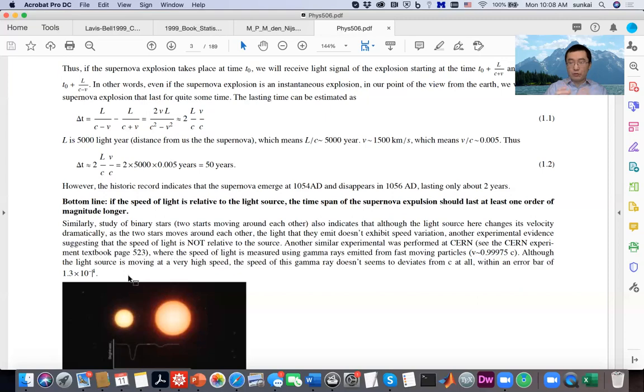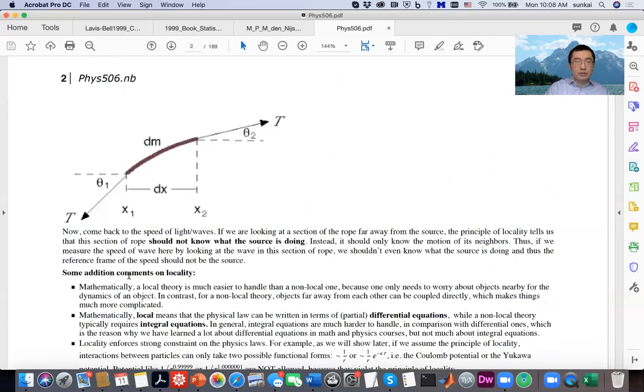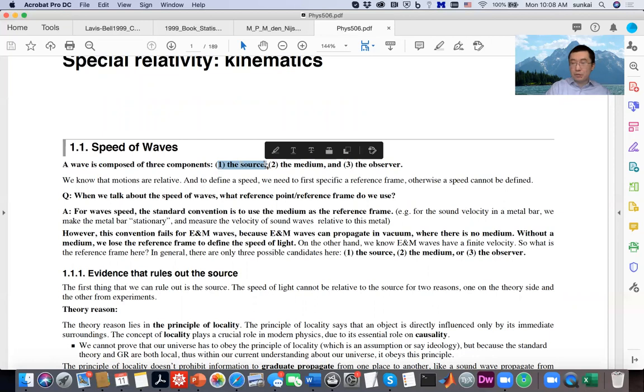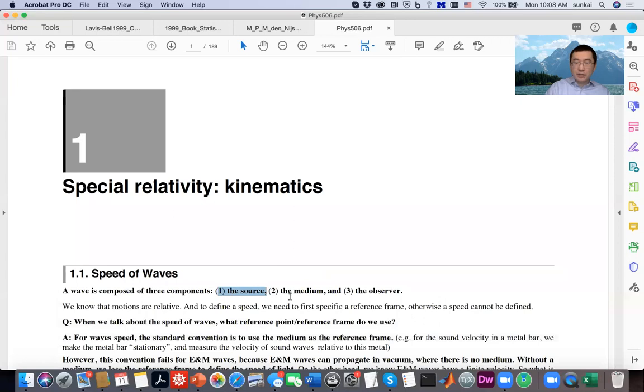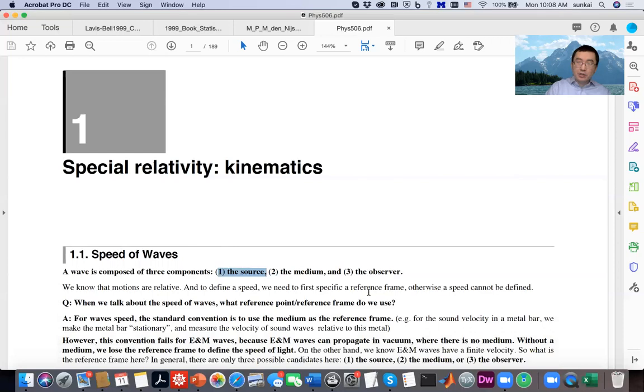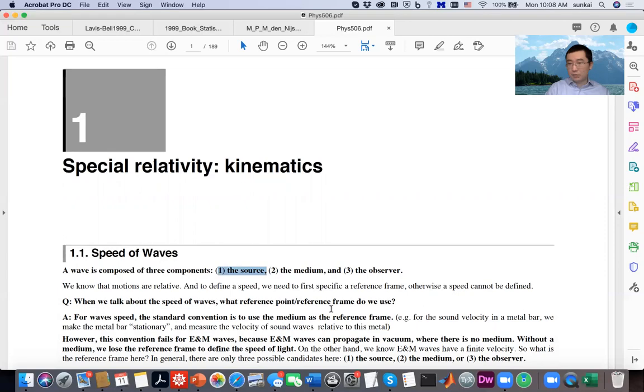Okay? So we ruled out the first possibility. The speed of light cannot be relative to the source. The motion of the source does not matter for any measure of the speed of light. So if the speed of light is not relative to the source, then we have only two options left, either the medium or the observer. So is the speed of light relative to the medium, or relative to the observer? Okay. So let's look at the second option, the medium, first.